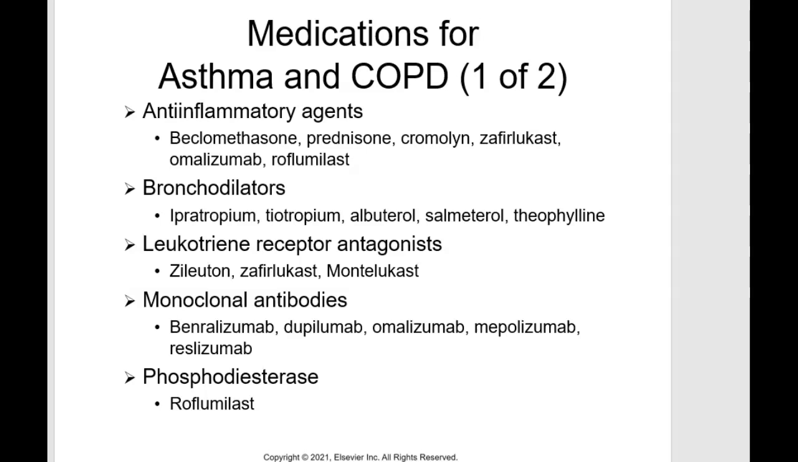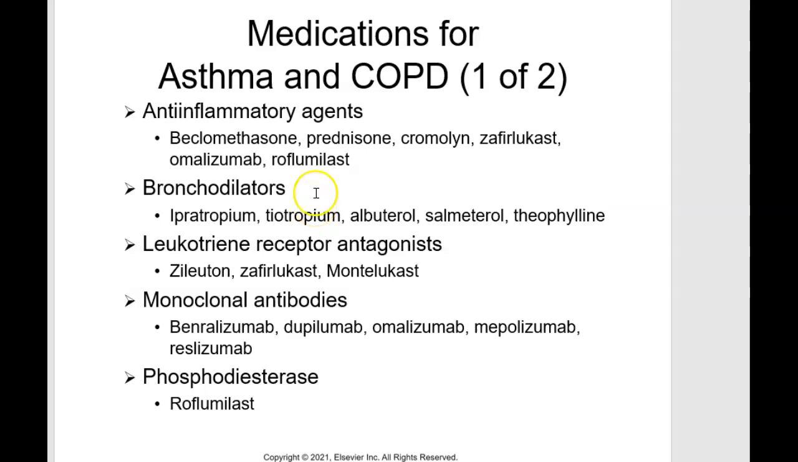Then they go into talking about the medications for asthma and COPD. Following along with your book, we have two main classes of drugs that we talk about: anti-inflammatory agents and the bronchodilators. Principal anti-inflammatory agents are glucocorticoids. The principal bronchodilators are beta-2 agonists.